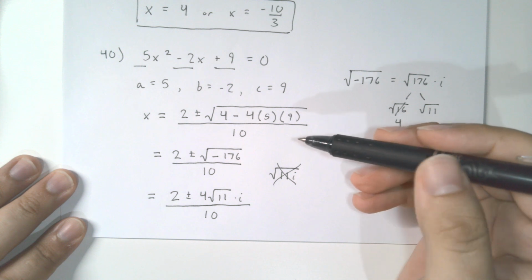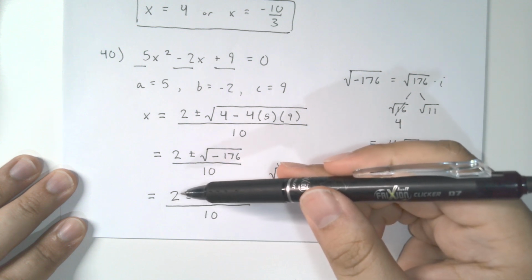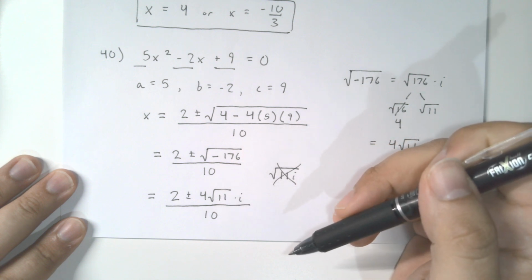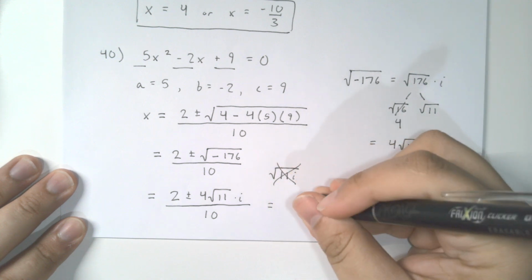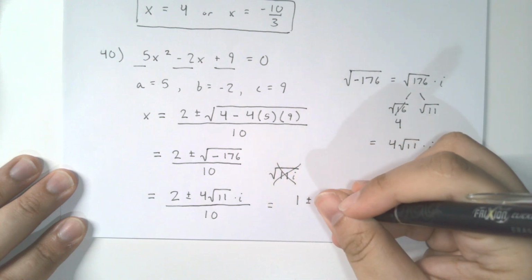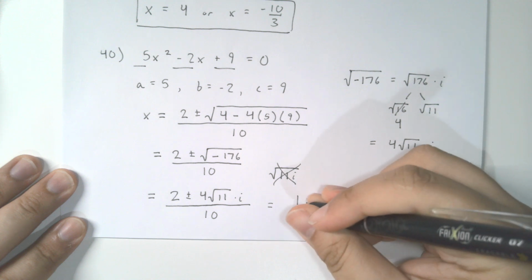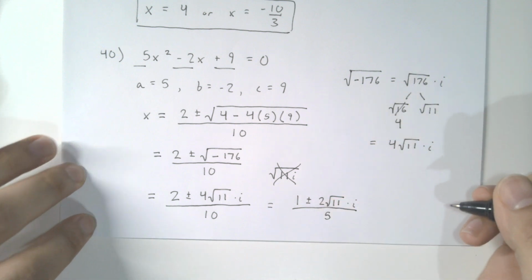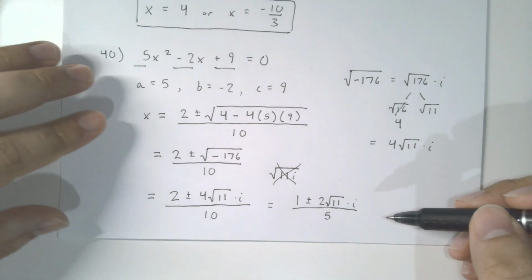And the last step is just seeing if we can divide 2, 4, and 10 by the biggest number possible. That number is 2. And so we get 1 plus or minus 2 square root 11 times i all over 5. And it's perfectly acceptable to leave your answer as this.